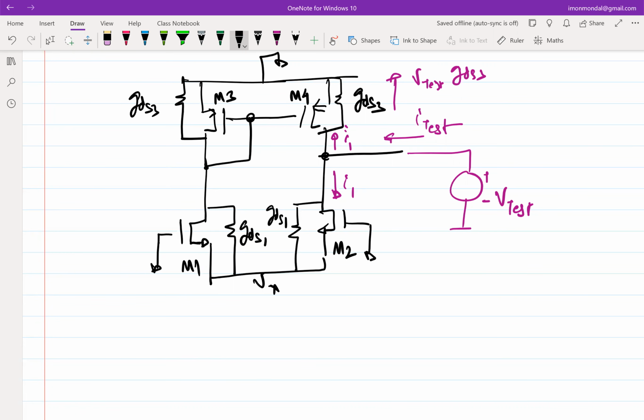So what do I need to do to figure out the resistance looking into the drain of M2? What information do I need? If the source of M2 was shorted, if Vx was shorted, then the looking in impedance would have been 1 over GDS1. Simple. That is the reason I asked whether it's shorted. If it's not shorted, then I have to figure out what is connected and what is the looking in impedance through that. So I need to figure out the impedance here.